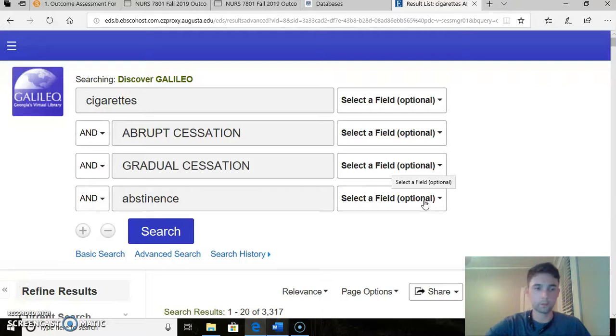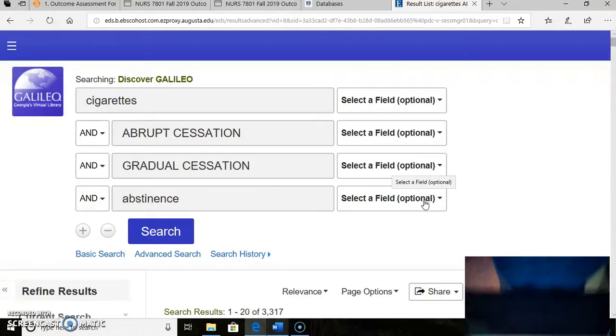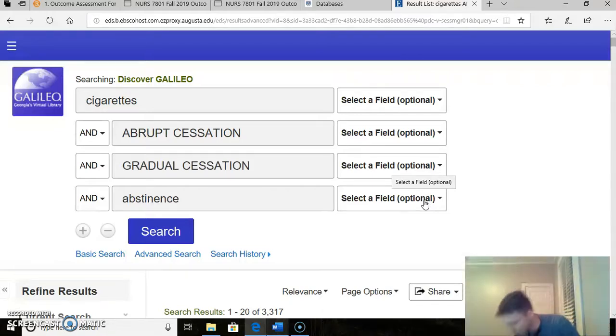So for me, hold on, y'all. My computer's about to die. Let me find my plugin. All right, sorry. Computer's about to die. Let me find my plugin.